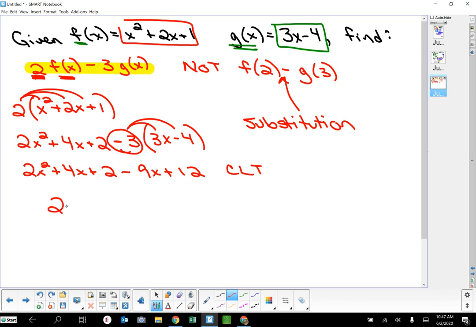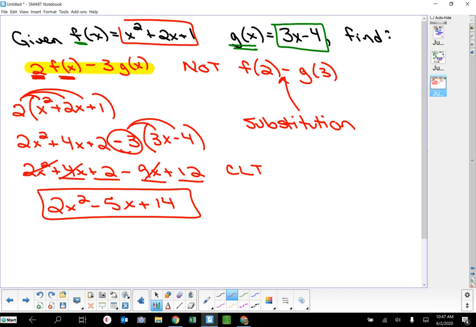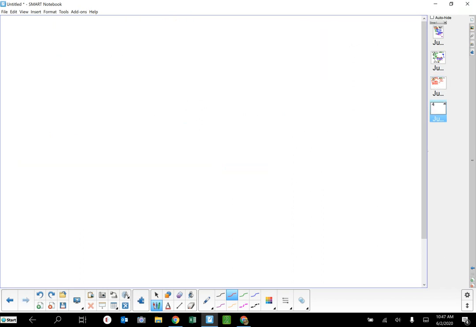So 2x squared, that one's used. 4x minus 9x is minus 5x. Those are used. 2 plus 12 is plus 14. Okay? So if the number is out in front of the parentheses, it quite literally means just multiply by it. All right. And here's one more example for this section.